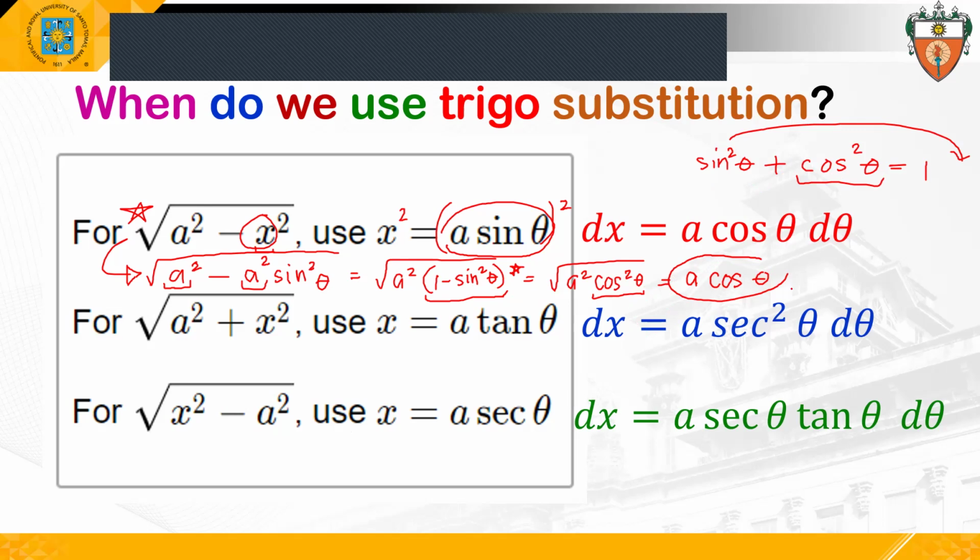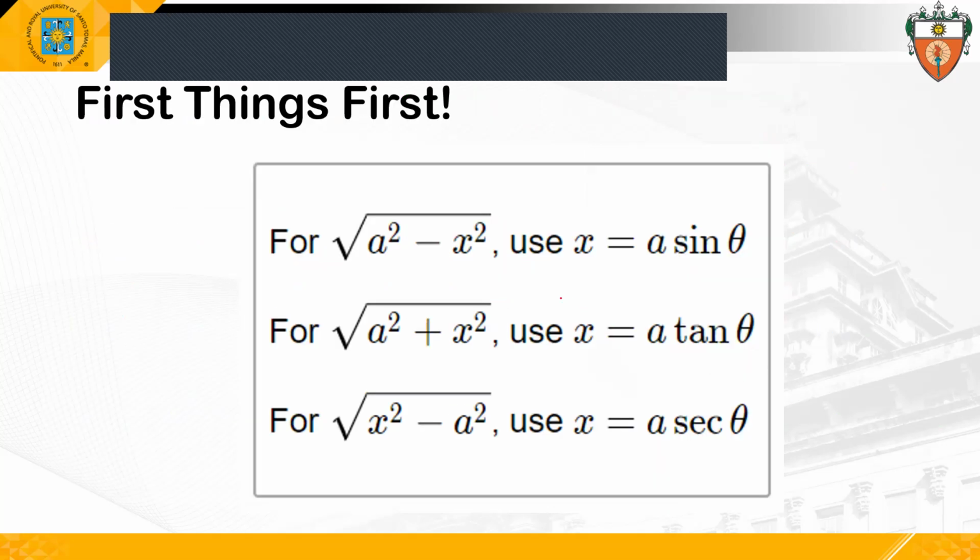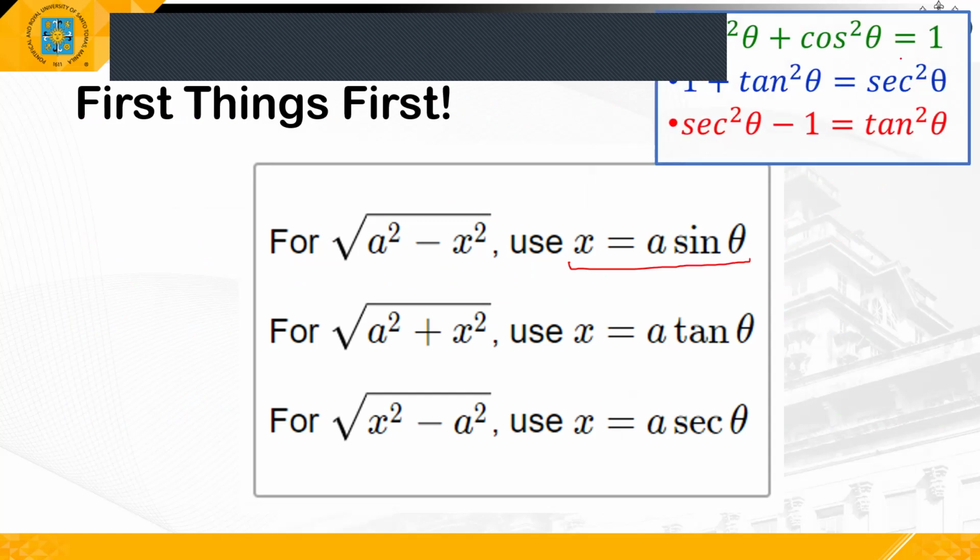Okay? Paano nakuha yan? We extracted the square root of this product. So lumalabas, if we let our x be equal to a sine theta, using the first identity, the basic Pythagorean identity, this expression, the radical, becomes a cosine theta. Okay? What about when we have our x equal to a tan theta?